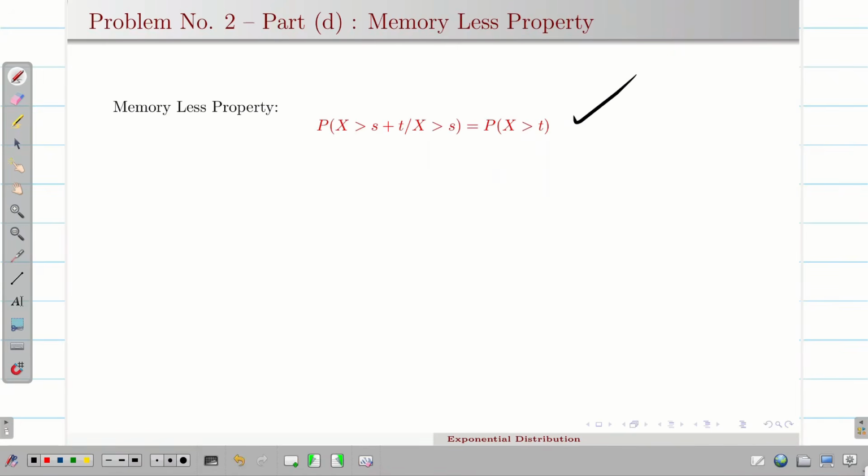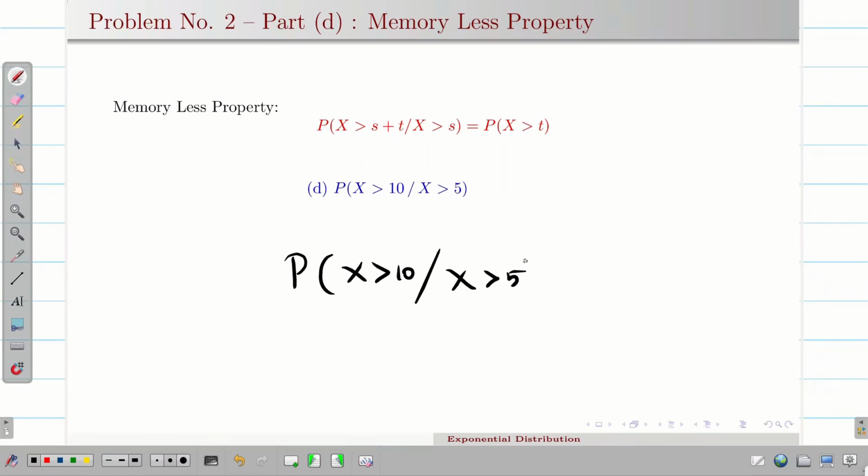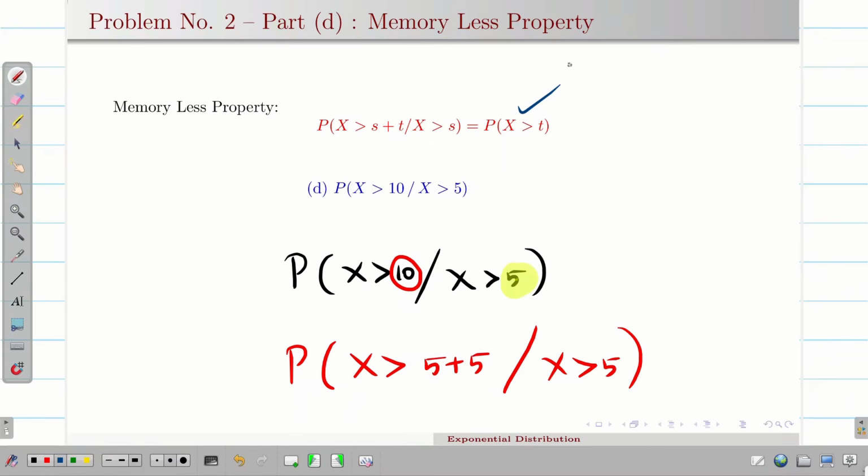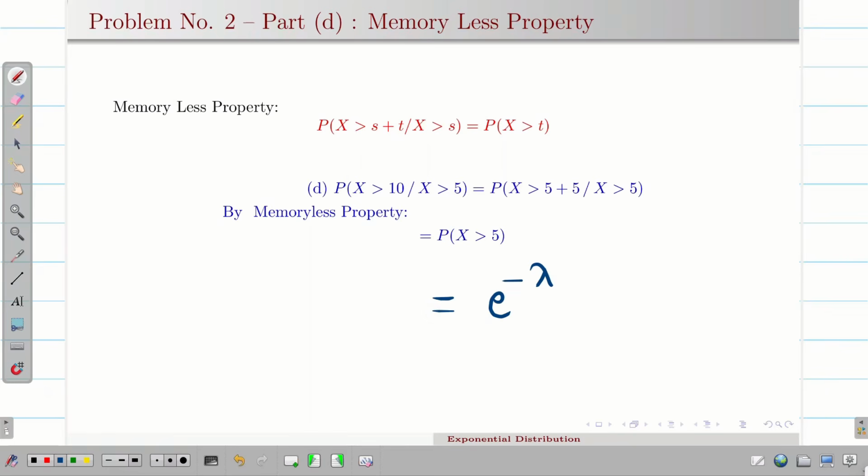For this, we are going to use memoryless property. Probability of x greater than 10 provided already x greater than 5. Now, we have to rewrite this 10 like x greater than 5 plus 5. That means in terms of 5 plus remaining values. Now, by memoryless property, I can leave this both and I can write this as x greater than 5. Hope you understand, students. Now, using equation 1, it is e power minus lambda into 5 and lambda value is 1 by 5. So both will get cancelled. In your calculator, you have to find e power minus 1 and the value is 0.3679.